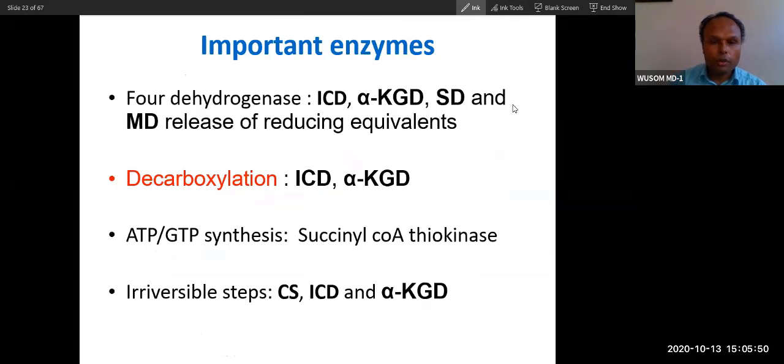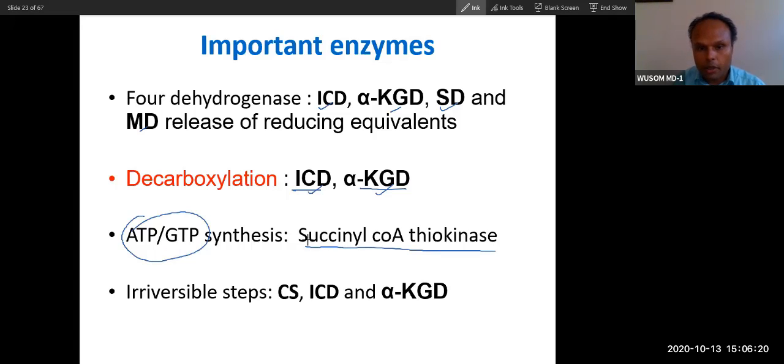Okay, so I have already told you 4 important enzymes: isocitrate dehydrogenase, alpha ketoglutarate dehydrogenase, succinate dehydrogenase, and malate dehydrogenase. So you can remember ICD, KGD, SDH, MDH that way. Decarboxylation happens at these 2 steps. We have already done this, ICD and alpha KGD. And ATP is equivalent to GTP synthesis. It happens at this step.